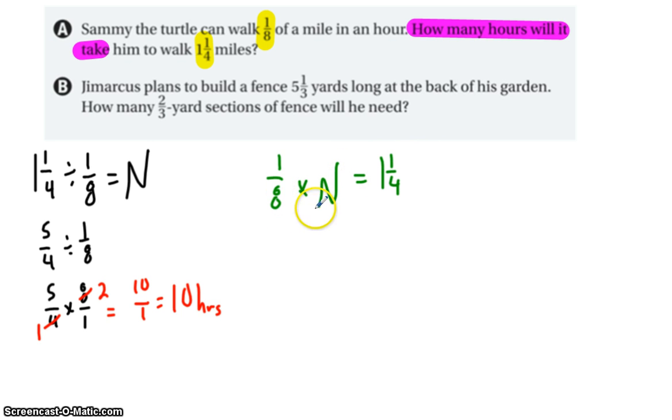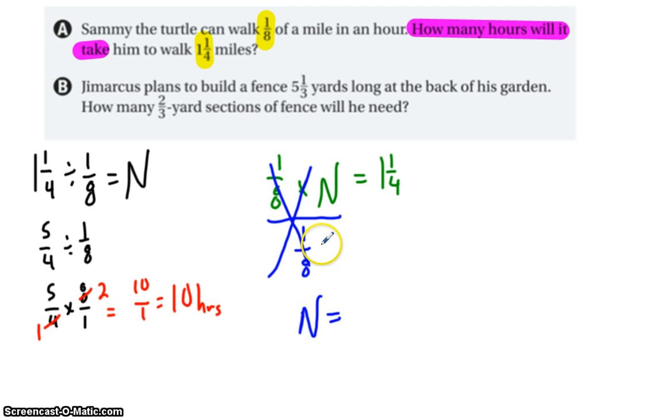Well, let's look at what's happening with the n. The n is being multiplied by 1/8. So in order to clear this side and make it all go over here, I have to divide this side by 1/8. To get rid of it, because I'm multiplying by 1/8 here, I have to divide by 1/8. So that cancels it out, and all I'm left with is an n.